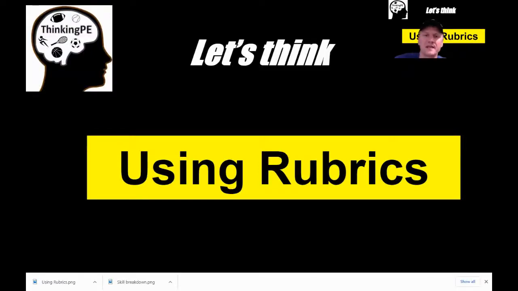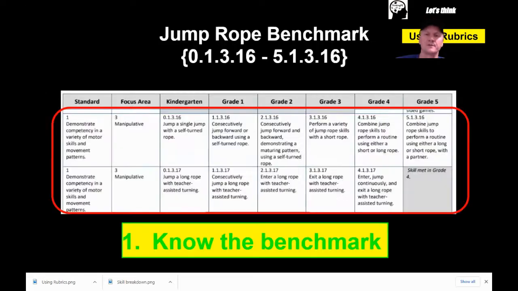I'm part of Thinking PE, and today we're thinking rubrics. So let's think about using rubrics and where to even start. And I guess the place I would guide people to is the benchmarks on the standards, either the national standards or, we're in Minnesota, so we have the Minnesota State Standards. And I'm going to use the example of the jump rope benchmark.